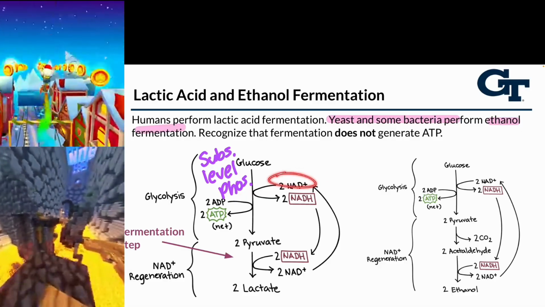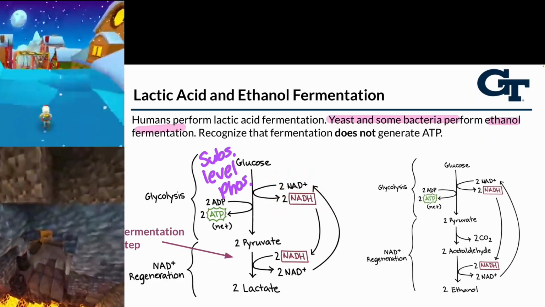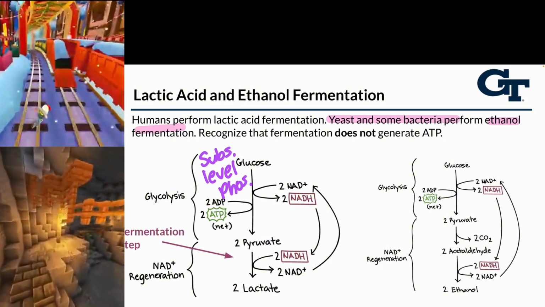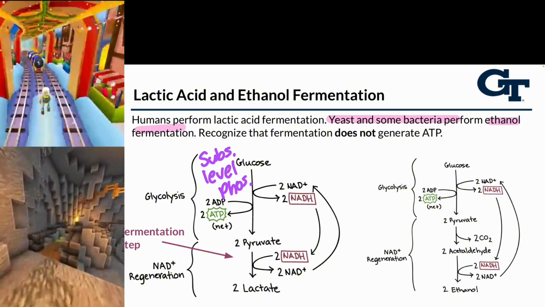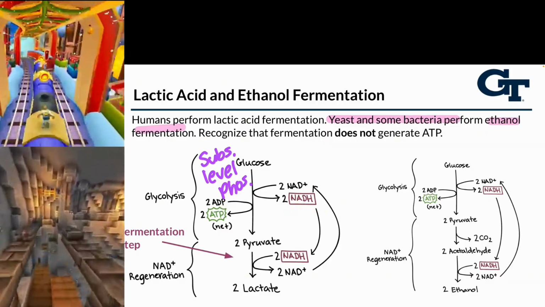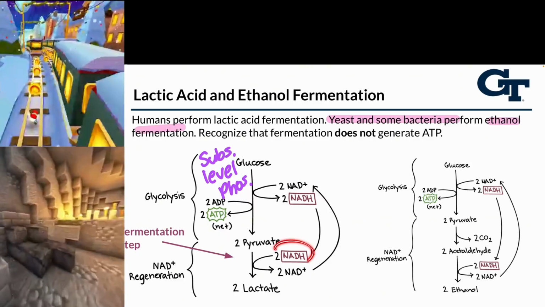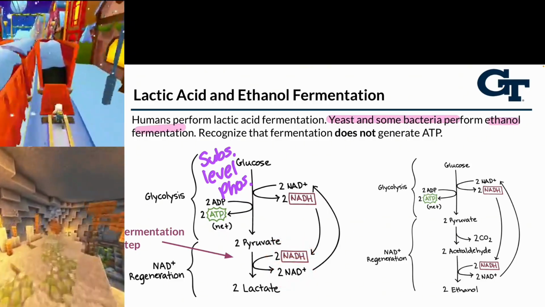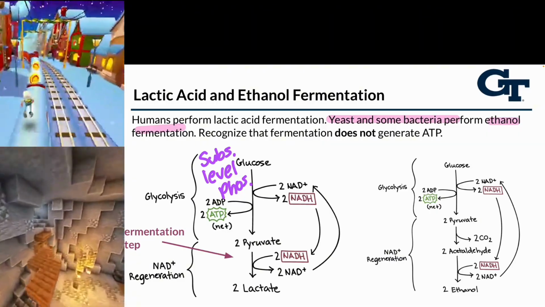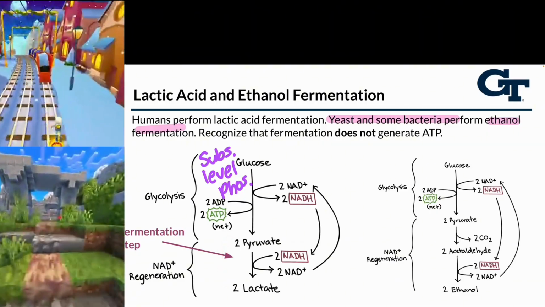But we do require NAD+ as an input, and we make NADH. So if there's no way of getting NAD+ back, we're going to burn through all our NAD+ and be left with a bunch of NADH, and we can no longer perform glycolysis. That's where fermentation steps in. Fermentation is going to take this NADH as an input and release NAD+ as an output by taking our pyruvate product and turning it into lactate instead of oxidizing it to acetyl-CoA.